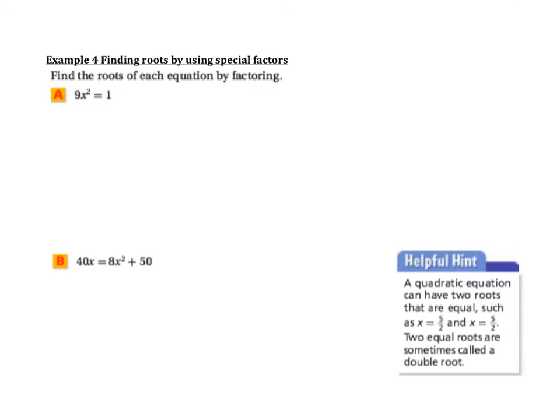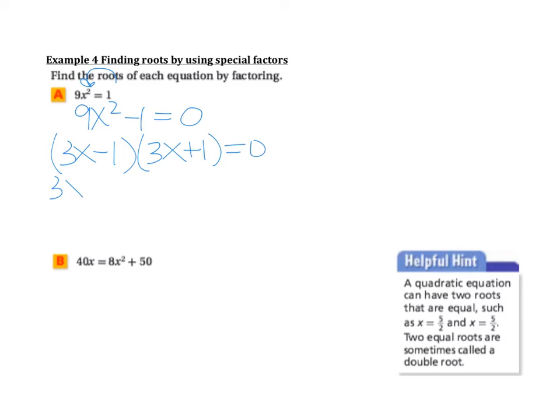So let's find our roots. So that means we're going to set equal to 0 by using special factors. So the first thing you need to do is make sure that it equals 0 by moving the 1 over. This is a difference of 2 squares. And the process is the same as before, setting them equal to 0 and solving.